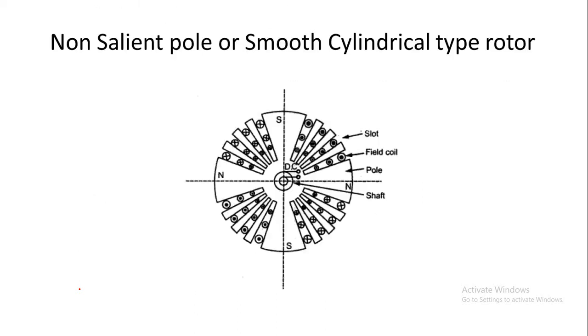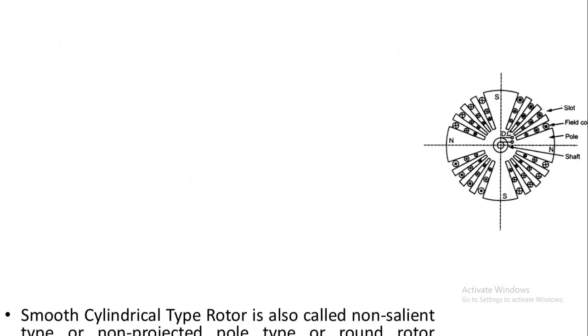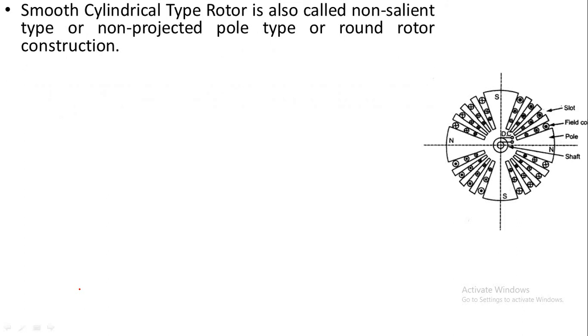And the next type of rotor is the non-salient pole or smooth cylindrical type rotor. In the case of the smooth cylindrical type rotor, it is also called a non-salient type or non-projected pole type, also round rotor construction. You'll be seeing here the diagram of the non-salient pole type of rotor, and here the rotor consists of steel laminations.